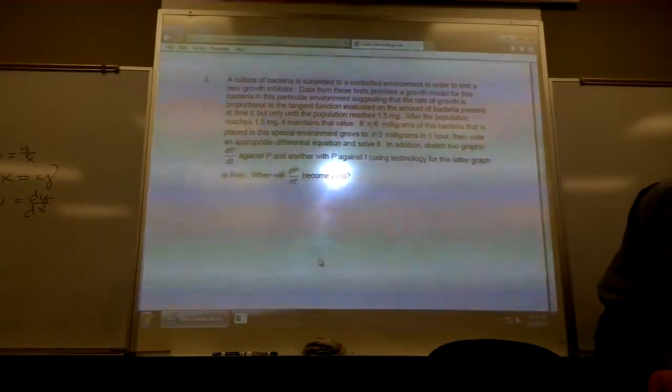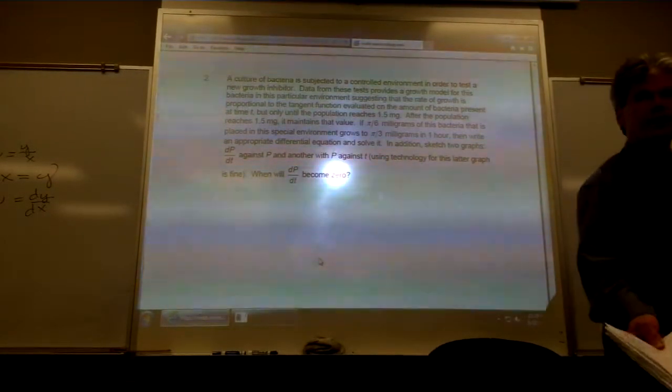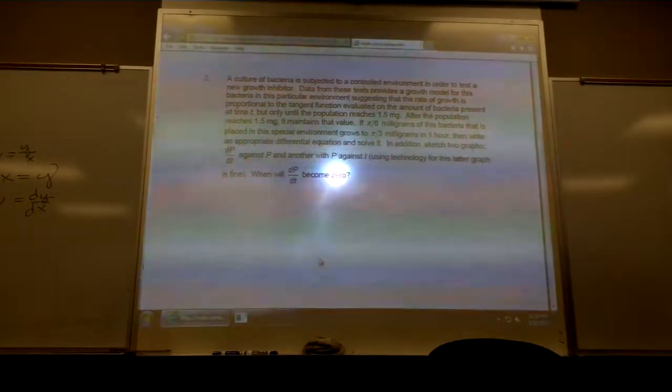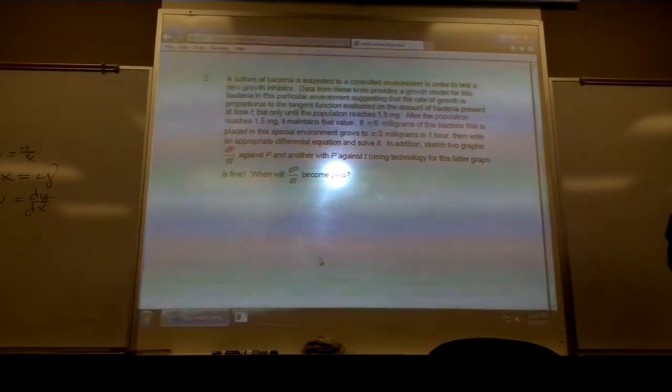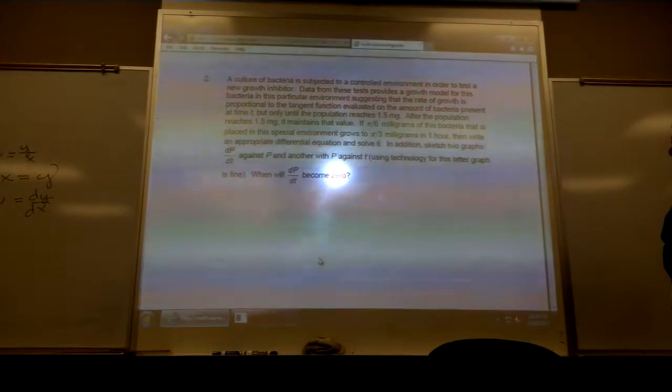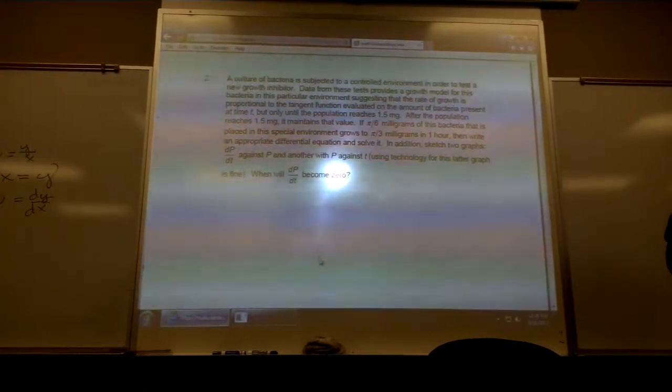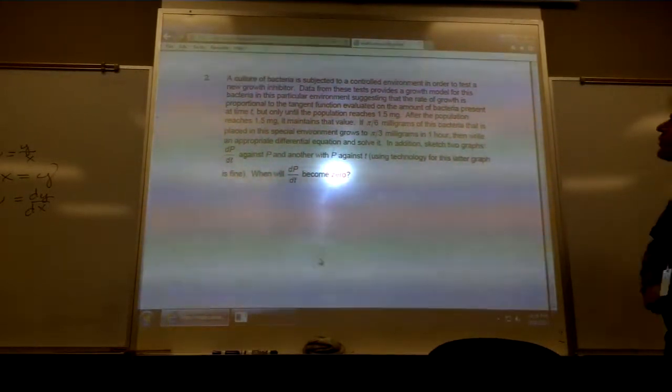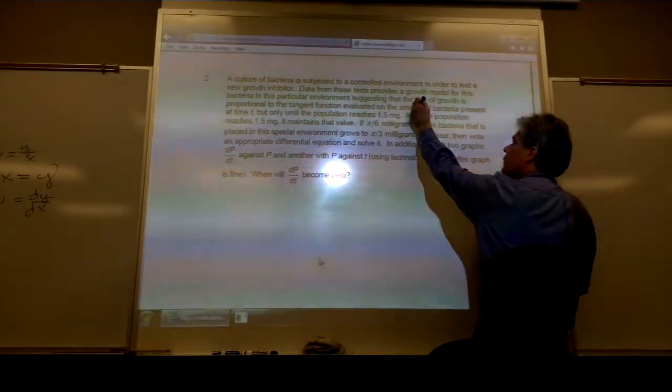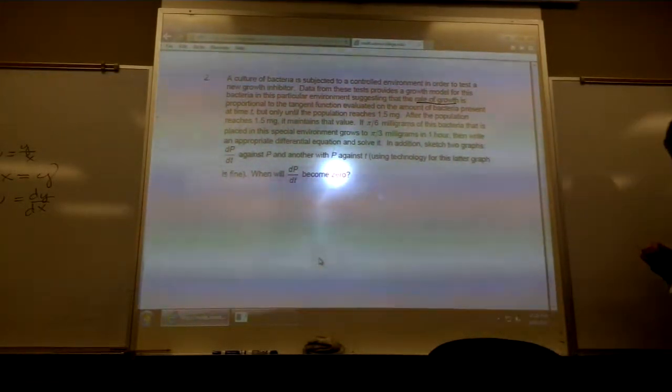So you guys, I'm being honest, it's been way too long. I really do have to read it. A culture of bacteria is subjected to a controlled environment in order to test a new growth inhibitor. Data from these tests provide and show a growth model that has the following condition. The rate of growth, oh shoot, I'll give that a name.